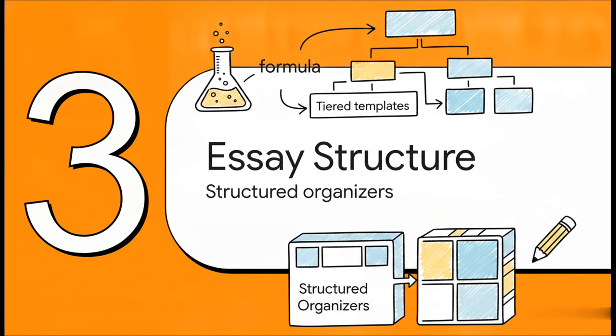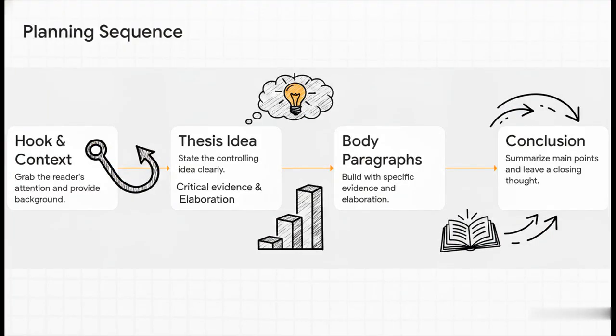All right, section 3, organizing the essay structure. You can't just hand them an organizer and say, "Okay, go write." You have to model this sequence chronologically. You'll start at step 1, grabbing the reader's attention with a hook and background context. Then move into step 2, stating the thesis or controlling idea. Step 3 is building out those body paragraphs with that critical evidence and elaboration we talked about.